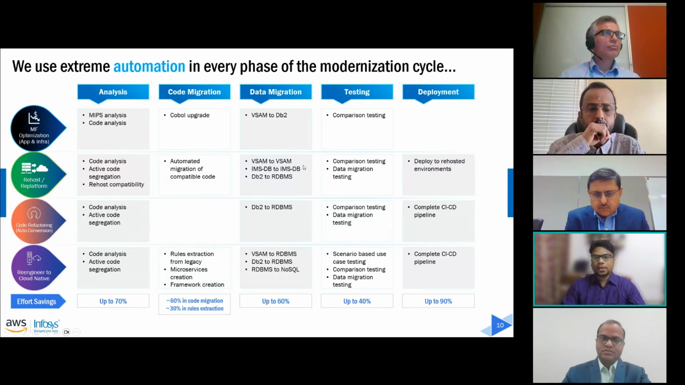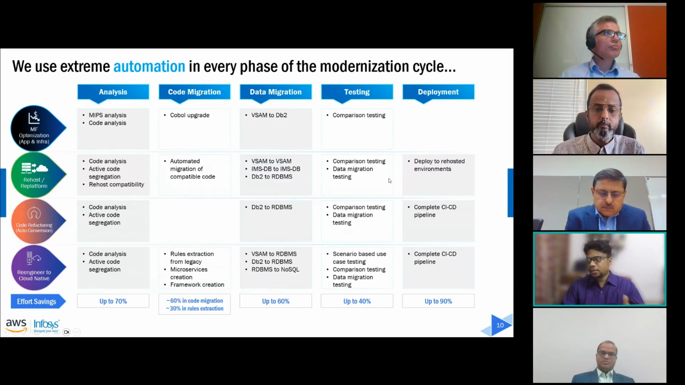Same way, data migration, we spend a lot of effort in strategizing how to achieve the parallel data migration and all those. Now, all those are built into the platform in a way that we can see everything through a workflow. So like-to-like vSAN migration, like-to-like IMS DB migration, and DB2 to RDBMS like SQL Server, Oracle, Postgres. All those are supported by the iLead platform. And finally, again, the testing and deployment. These are also supported by the platform. All these in case of Micro Focus. So that is also provided by AWS M2 as part of the overall offering, and we complement all those.